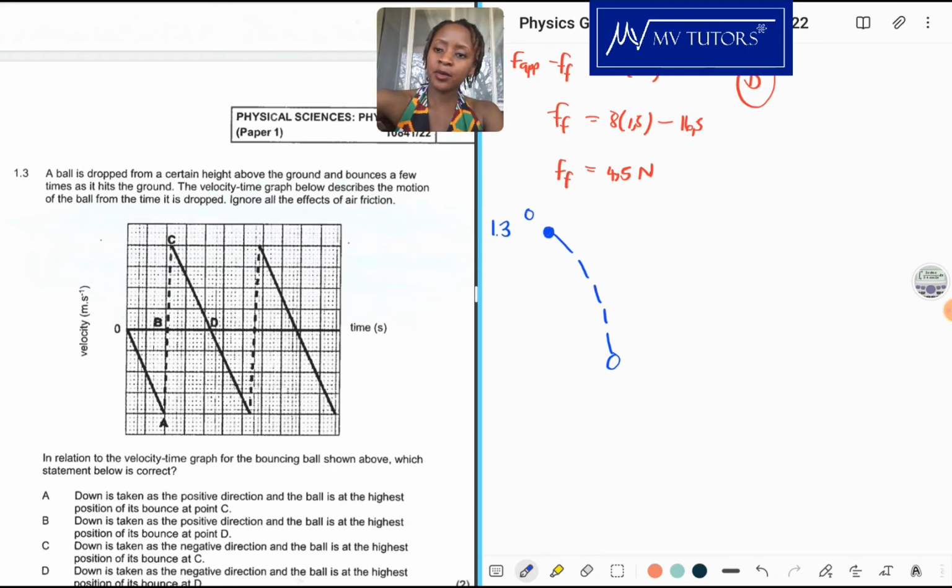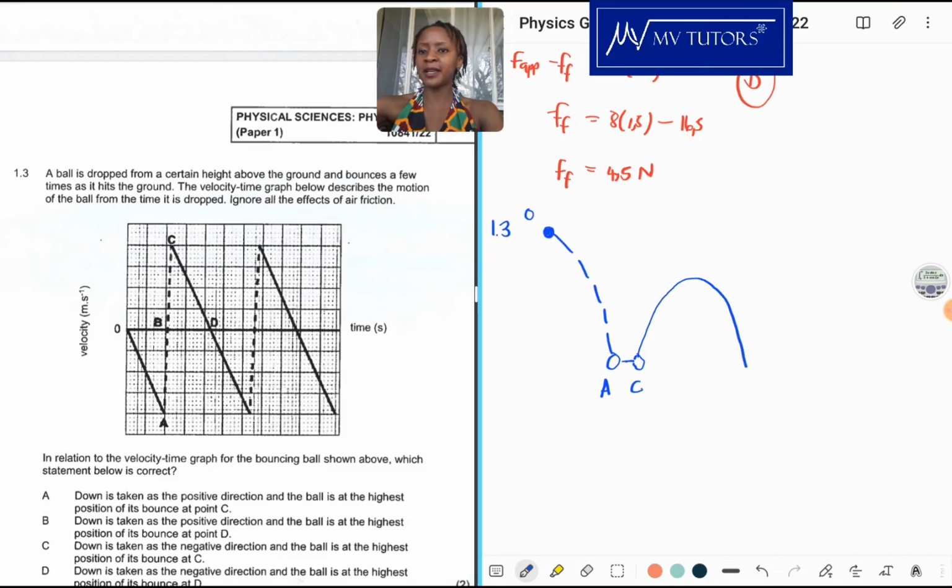And then once it reaches the ground, that is A. And then the dotted lines basically indicate the time that the ball has spent with the ground before it goes away, okay? So from A to C, basically, you have the time spent with the ground. And then it goes back and bounces, okay?